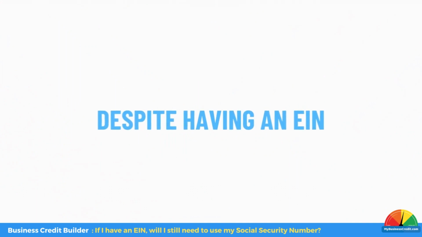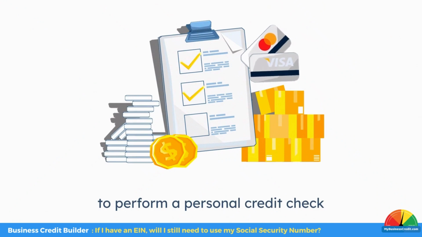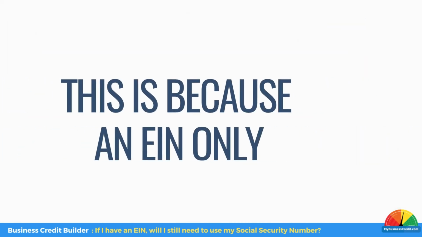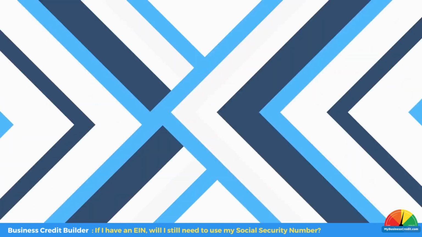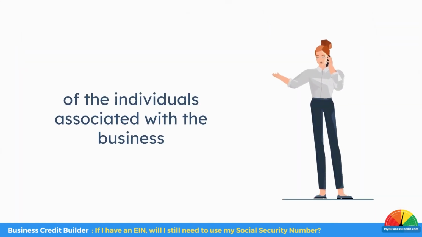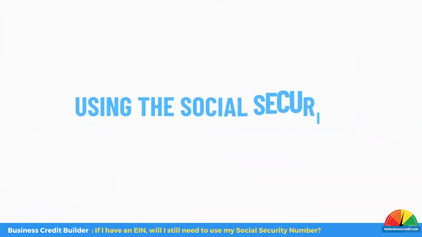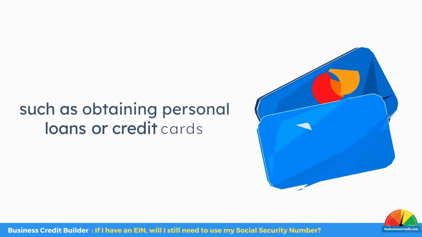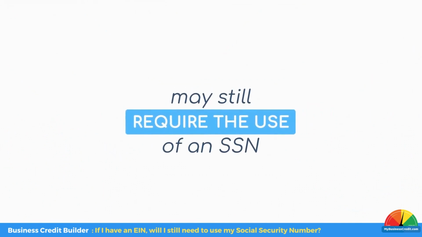Despite having an EIN, some lenders may still require an SSN to perform a personal credit check or as a secondary form of identification. This is because an EIN only identifies a business, not individual business owners. In order to assess the creditworthiness of the individuals associated with the business, lenders may still need to perform a personal credit check using the Social Security number. Additionally, some business activities, such as obtaining personal loans or credit cards, may still require the use of an SSN.